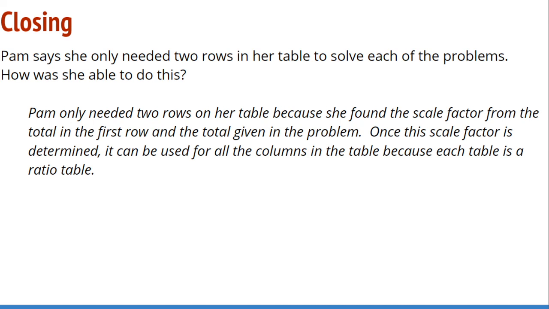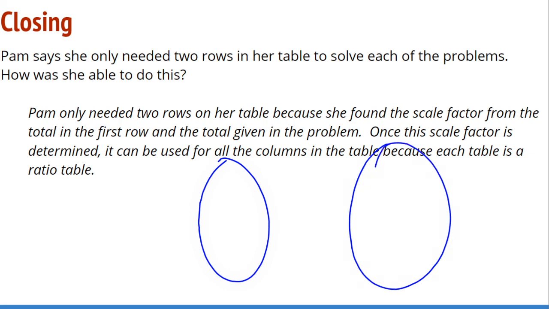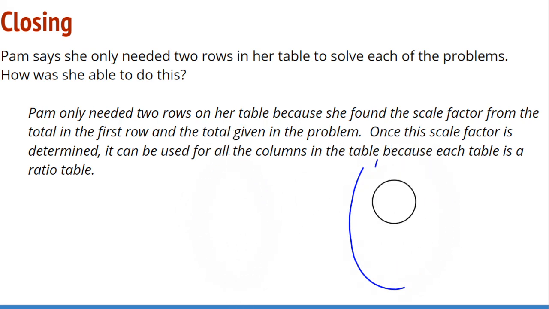All right, so Pam says she only needed 2 rows in her table to solve each of the problems. Now, how was she able to do this? Well, Pam only needed 2 rows on her table because she found the scale factor from the total in the first row and the total given in the problem. And once this scale factor is determined, it can be used for all the columns in the table because each table is a ratio table. So in other words, she was able to look at it using her ratio reasoning and figure out what's going on. So she could take her smallest unit and say, what do I have to do to get up to my total? And she put that to work.